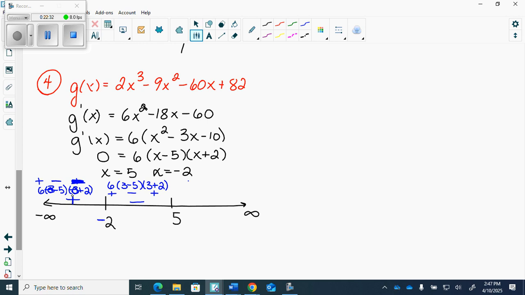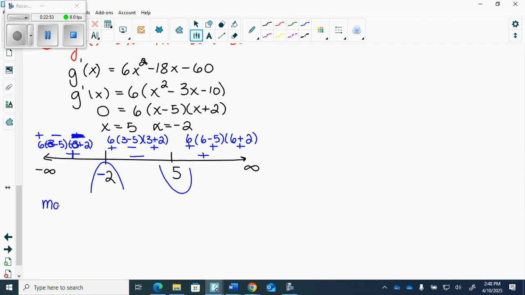Okay. And then 6 times 6 minus 5, guys, really frustrating when you're talking the entire time, times 6 plus 2. Plus, plus, plus, which is plus. So we have increase to decrease, decrease to increase. So our max is g of negative 2 equals what when you plug it in? 150. How much? And then the minimum is g of 5. What do you get?